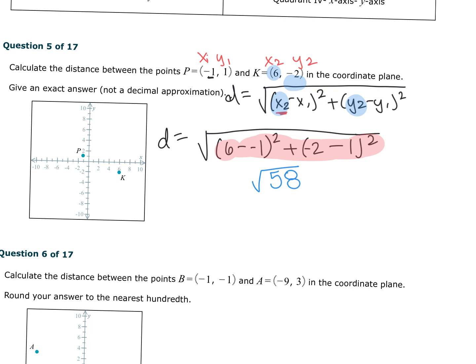Now, I can't factor 58, so I just get the square root of 58. If it asked me for the decimal, I would type in the square root of 58 into my calculator, which is about 7.615. And that's the distance between P and K. So it would be approximately 7.6. But because it's asking me for the exact answer, I have to write the square root of 58.